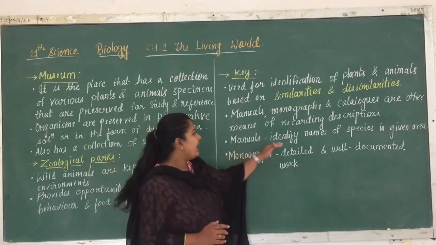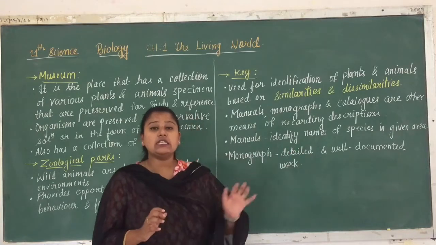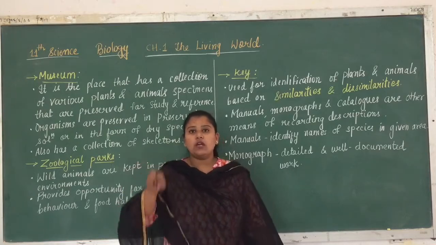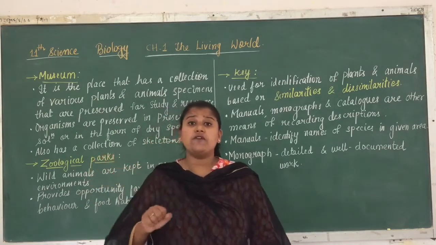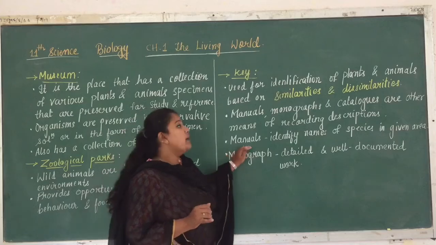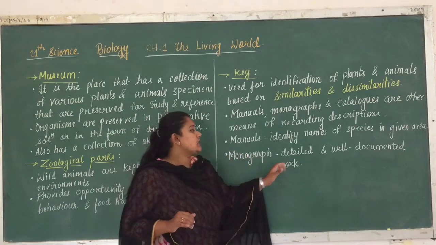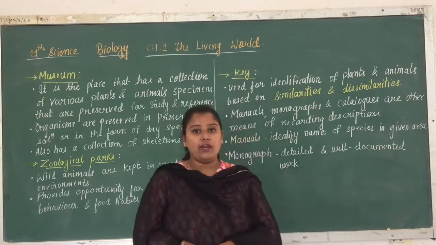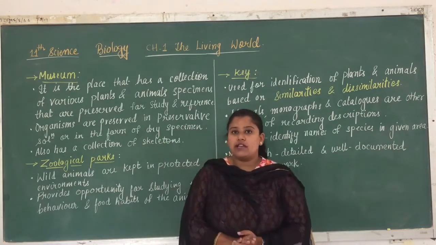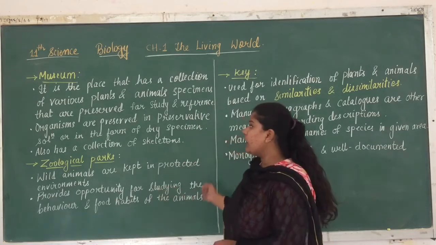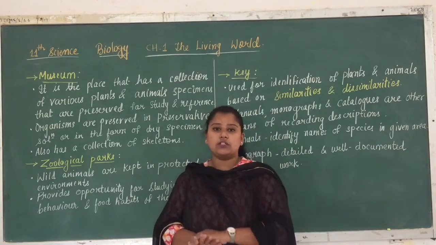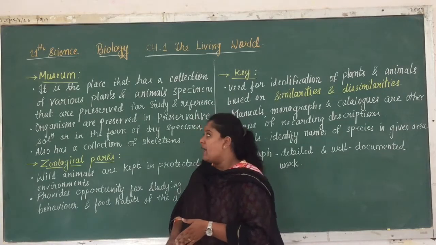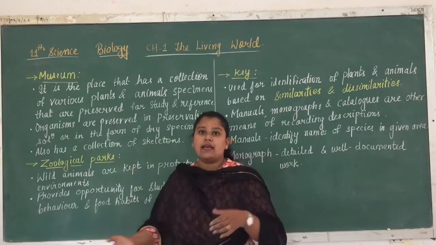The manuals identify names of species in a given area. That means, for example, if a particular area has been given, then what kind of species is identified in that area, that is what a manual is. And the monograph is a detailed and well documented work on a particular plant or animal, right? So these are the 5 taxonomical aids which are given in your textbook, right? We have seen the 5 taxonomical aids: herbarium, then botanical gardens, then museum, zoological parks and the key.